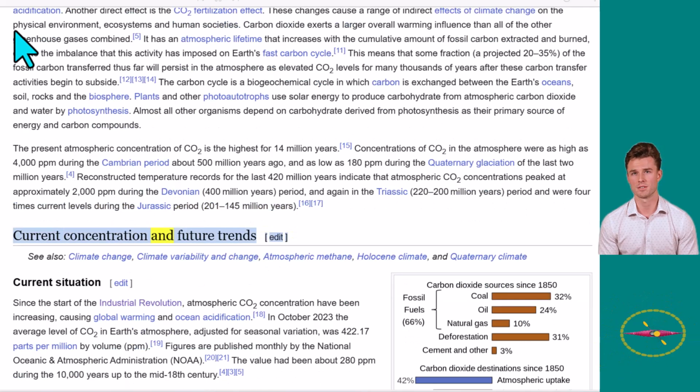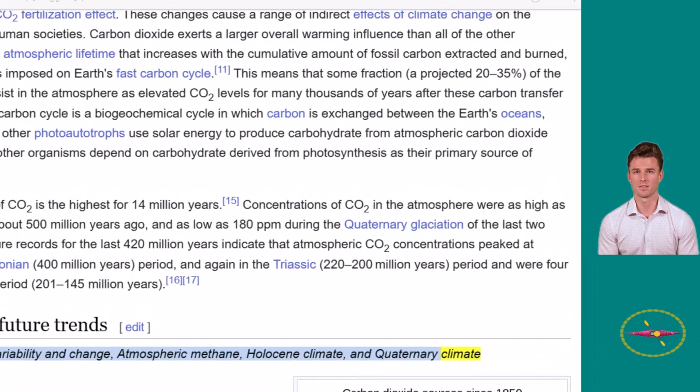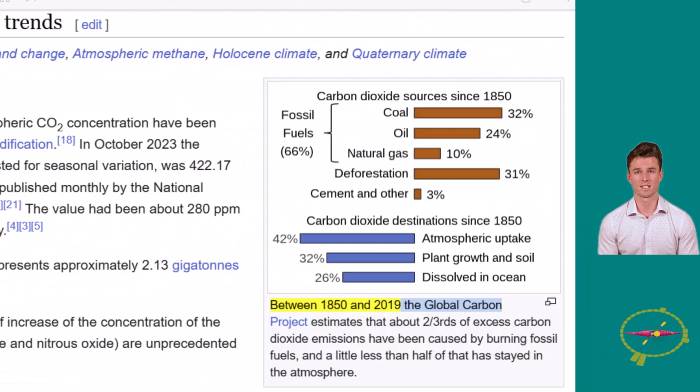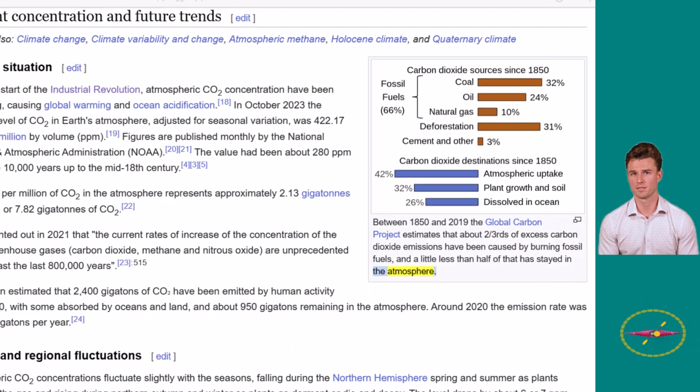Current concentration and future trends. Between 1850 and 2019, the Global Carbon Project estimates that about 2/3rds of excess carbon dioxide emissions have been caused by burning fossil fuels, and a little less than half of that has stayed in the atmosphere.